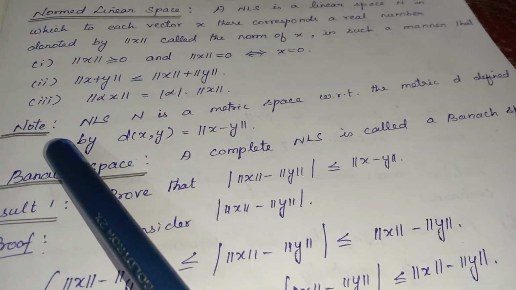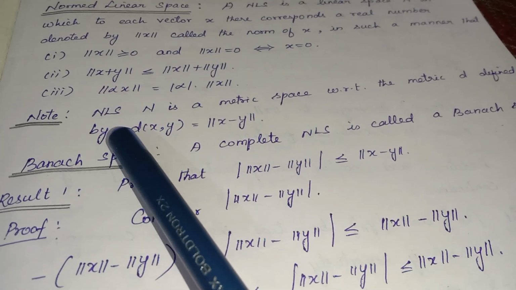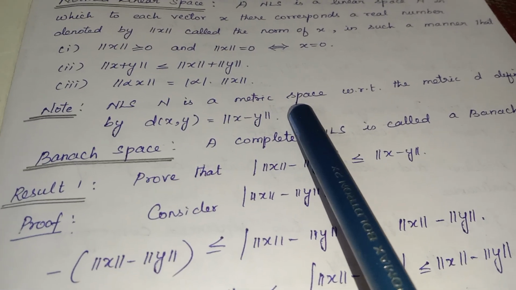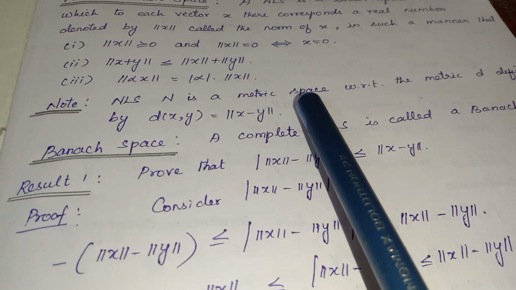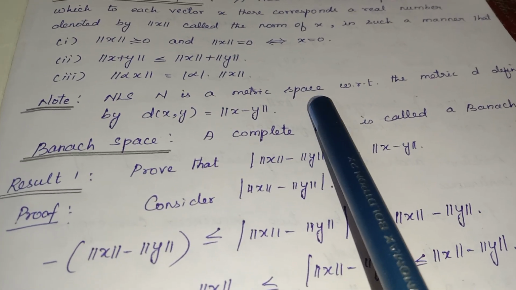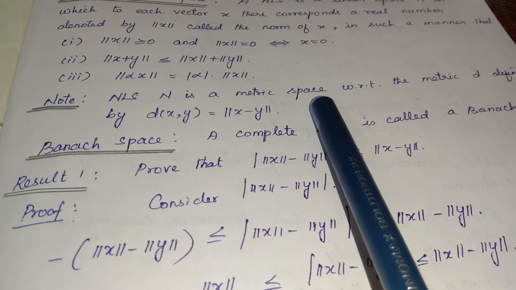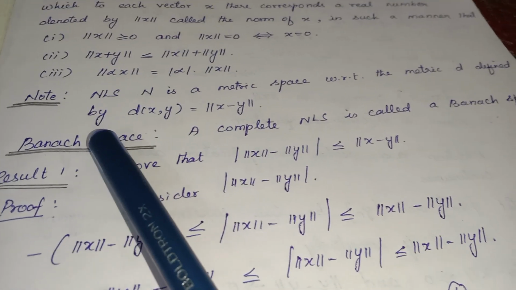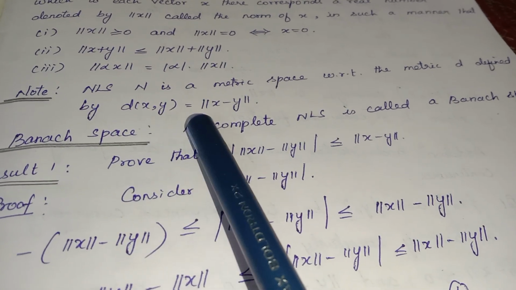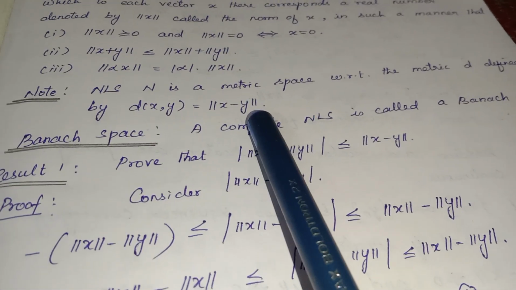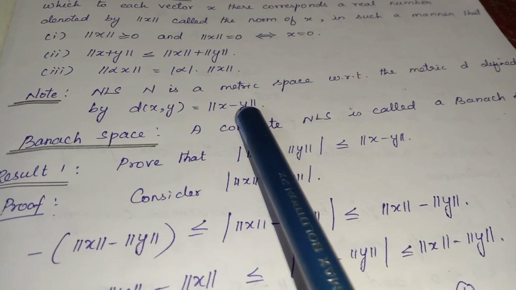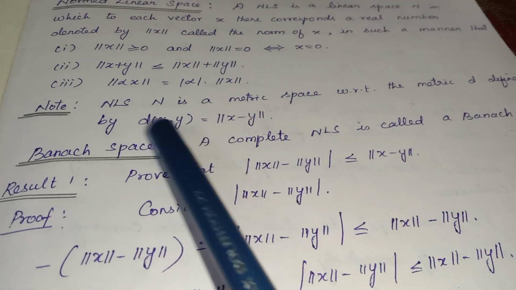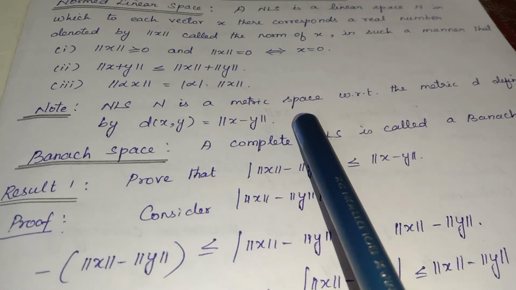The next important note is that every normed linear space is a metric space. A metric space has to be defined with a metric, that is, the distance between vectors. So in a normed linear space, how will you define the metric? The metric is defined by d of x, y equal to norm of x minus y. With respect to this metric, the given normed linear space becomes a metric space. So we conclude that every normed linear space is a metric space.